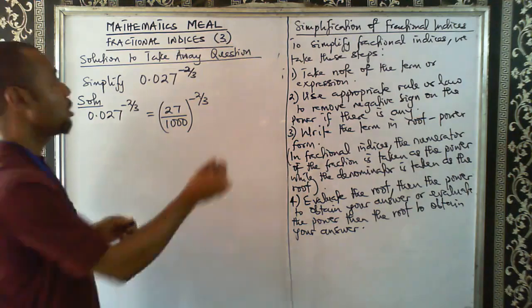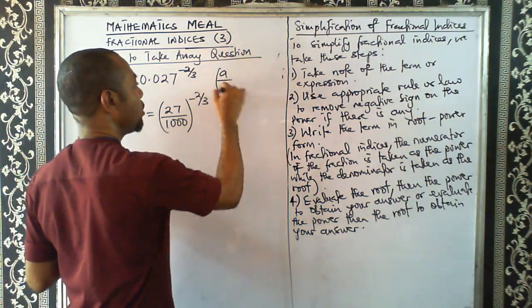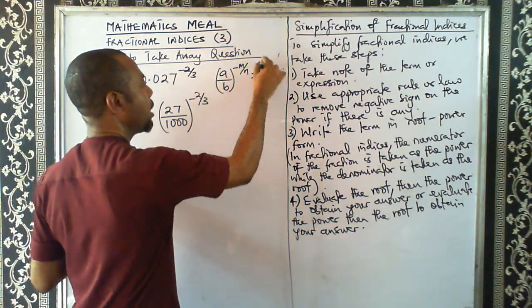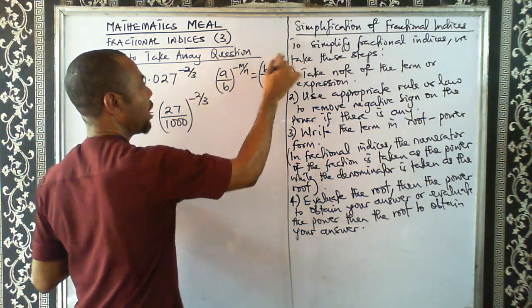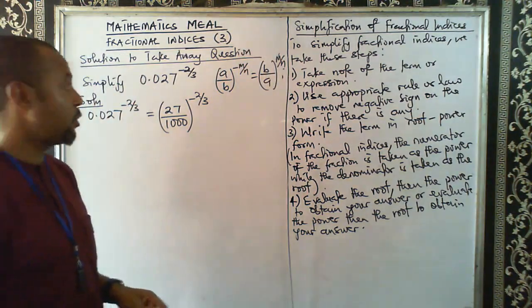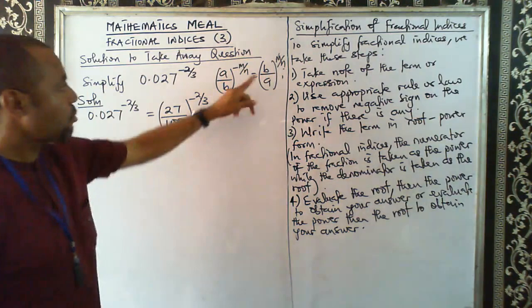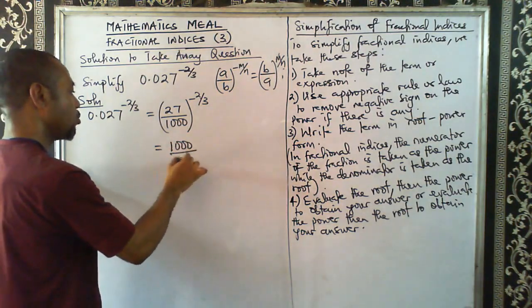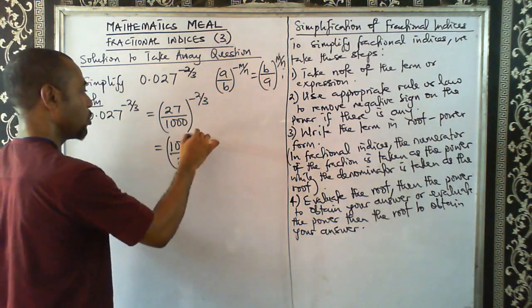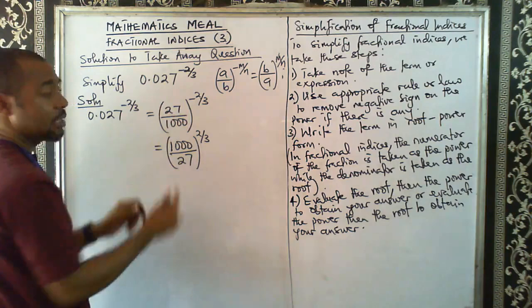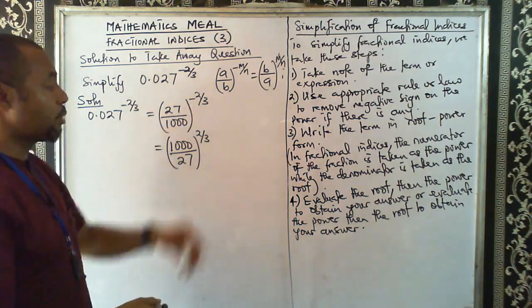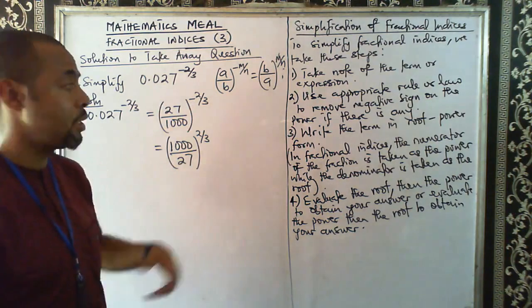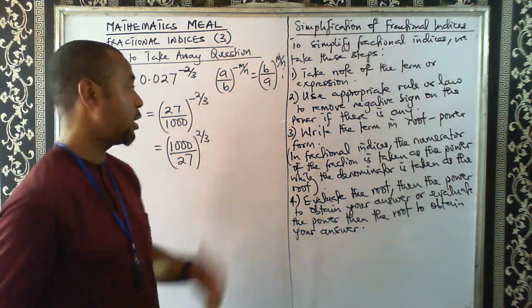And we have a rule. That rule is that a over b raised to power minus m over n is the same thing as b over a now raised to power m over n. If you have watched the first video, you will see that. So we'll apply that rule, and we're going to have 1000 over 27 raised to power 2 over 3. By inverting this fraction, we can now remove this negative sign, following the fourth law of indices on negative index or negative powers.